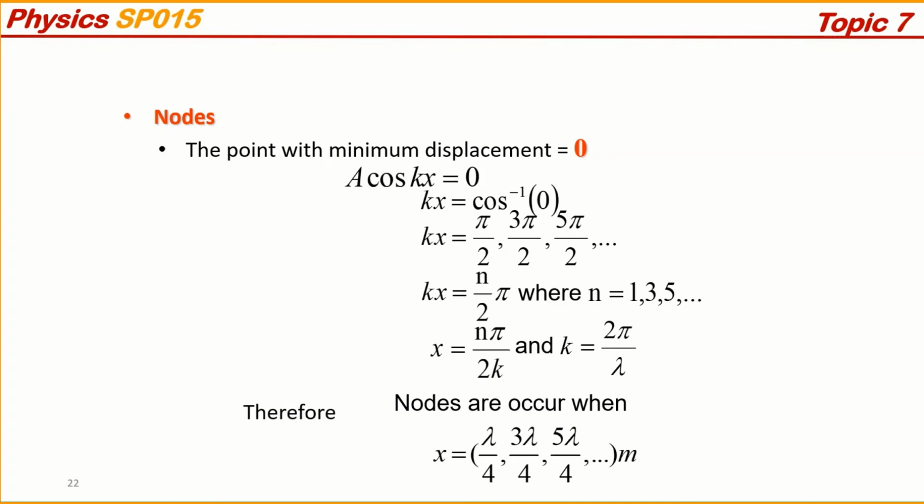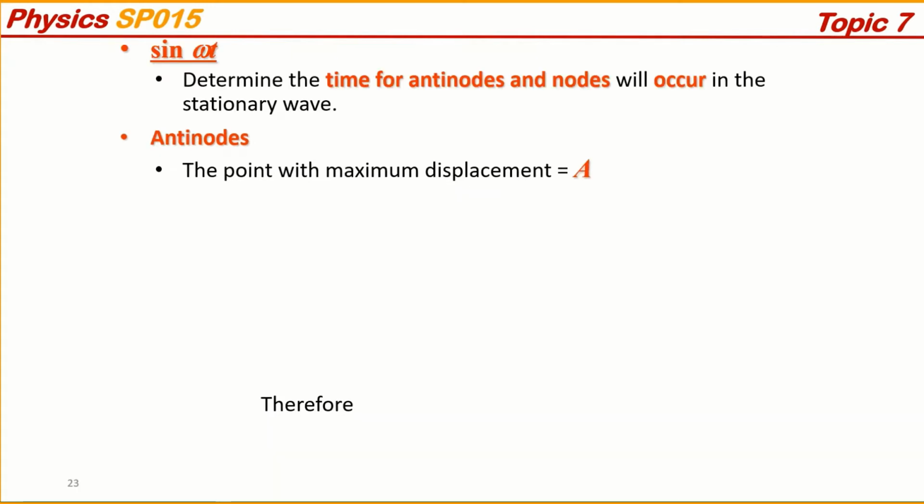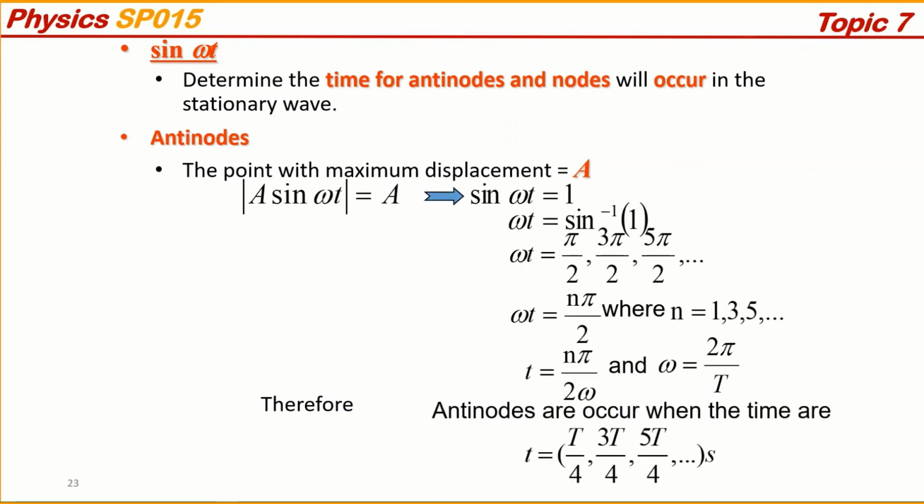Therefore, nodes occur when x equals lambda over 4, 3 lambda over 4, 5 lambda over 4, and so on, in unit meter. For sine omega t, to determine the time for antinodes and nodes that will occur in the stationary wave. Antinodes: the point with maximum displacement equals A.